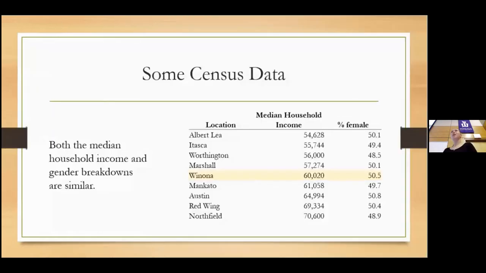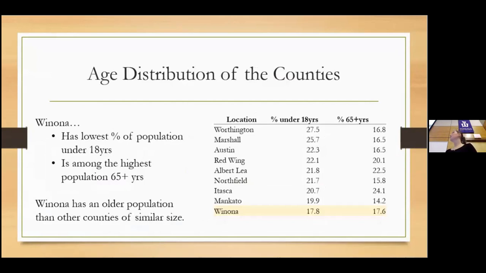Then just to compare these counties a little bit more, we looked at some census data from the locations, and both the median household income and gender breakdowns of these counties were similar. So Winona is about in the middle for that. And then we also looked at the age distribution of the counties. Winona has the lowest percentage of population under 18 years, and is also among the highest in the population percentage over 65 years old. So in general, Winona does have an older population than counties of similar size.